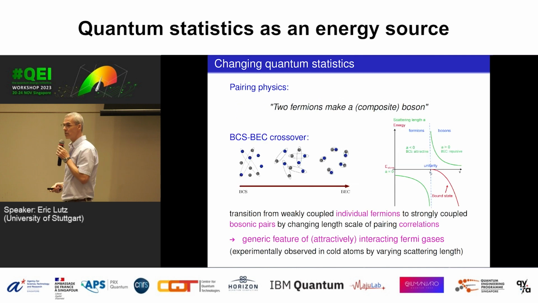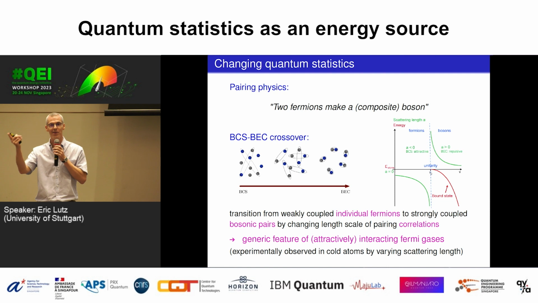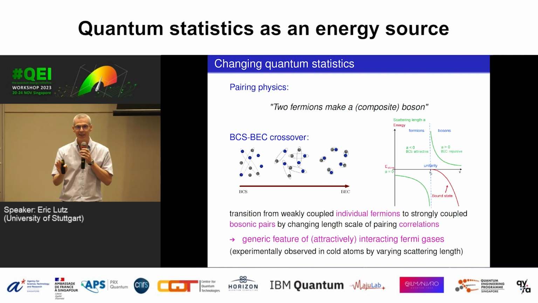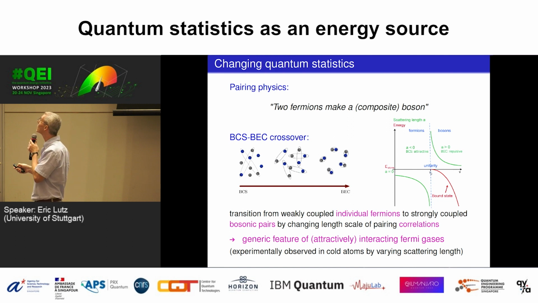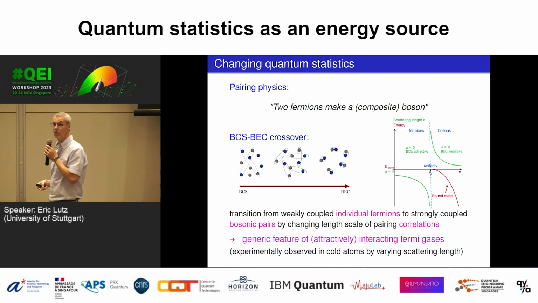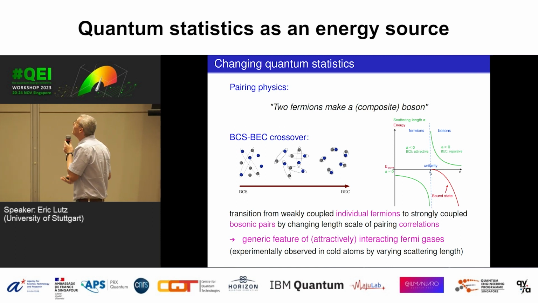Now the question is, how do we actually change the statistics, right? So mathematically, it's very easy. I replace a plus by a minus or a minus by a plus, right? That's very easy. How do you do it now in the experiment? The answer is not that complicated. Even though the spin is an intrinsic quantity of a particle, if you now take two fermions and put them together, this gives you a boson. So that's the physics of pairing, if you wish, pairing phenomena.